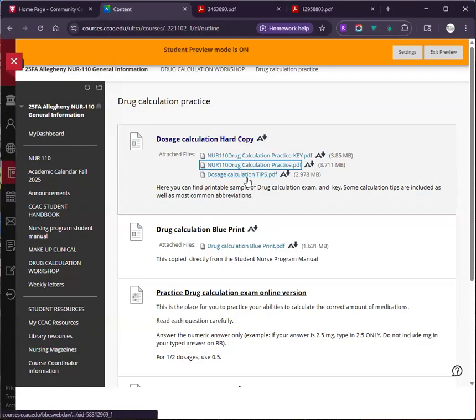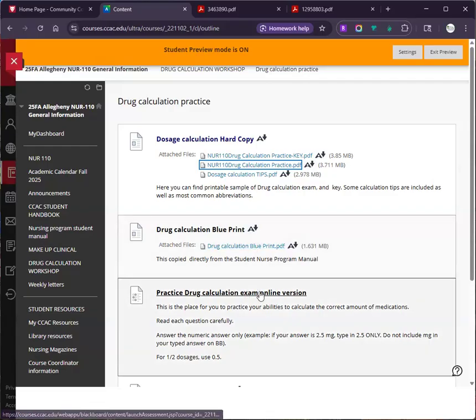I also have tips that I'm going to go over in just a little bit, and then your blueprint, which is updated. It looks like it's updated every 2 years. And then what we'll probably focus on today is the practice exam that you have access to, where you can go on and get feedback to make sure you're doing the work correctly.